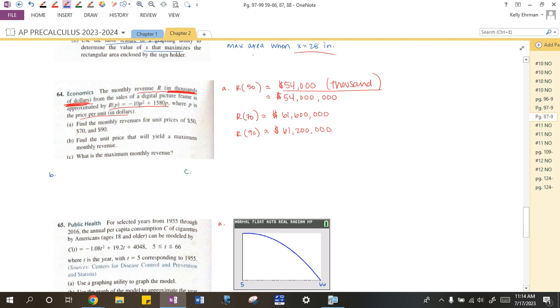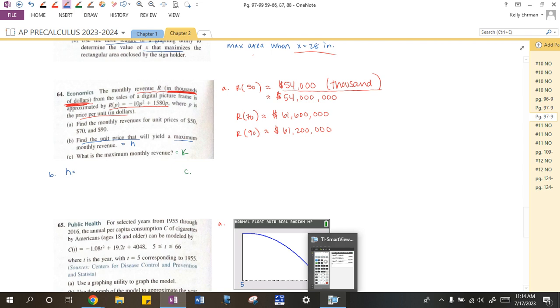And then part B says, find the unit price that will yield a maximum revenue. So P is the unit price. So basically this is saying for the vertex, find H. And then part C is saying, what is the maximum monthly revenue? So that's figure out K.